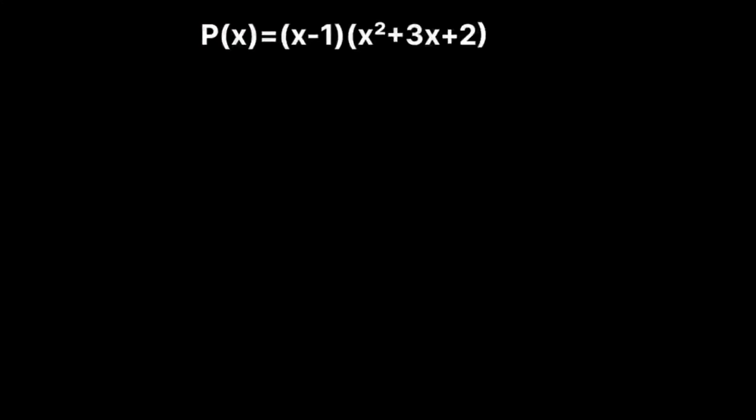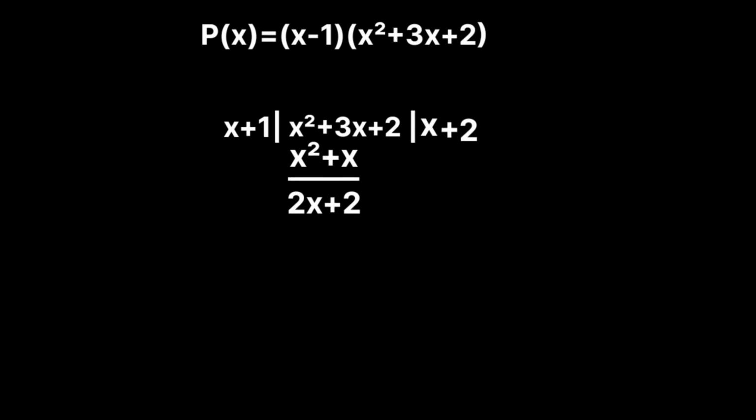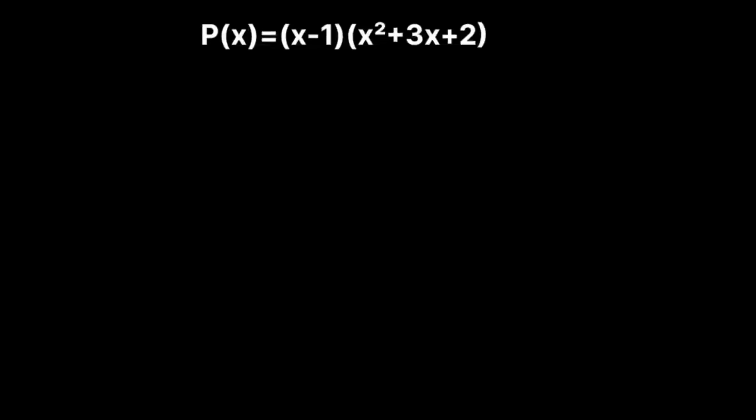Now we do this guess and long division work until we write the entire polynomial p of x as a product of its factors. In this case, we can see that x square plus 3x plus 2 can still be written as a product of two linear factors. So we do the guesswork again and choose x plus 1 as the divisor and then do the long division process to check whether it's a factor or not. Well, this time we were lucky and all our guesses were right.